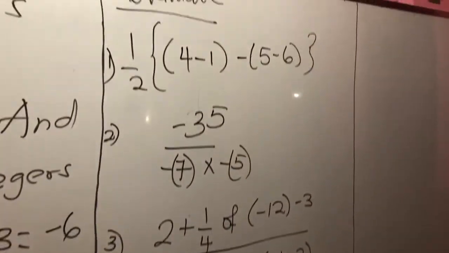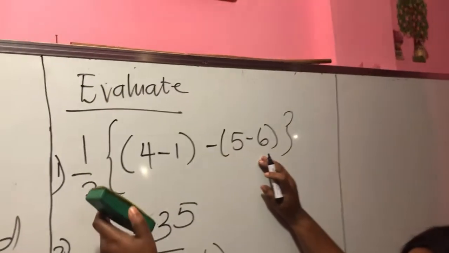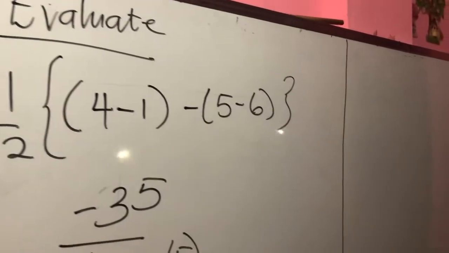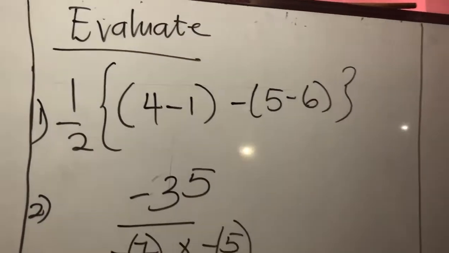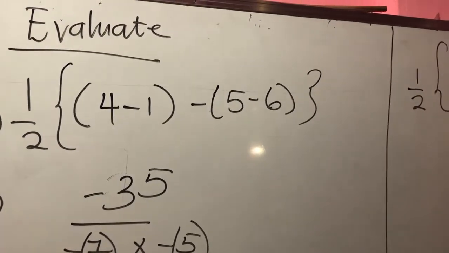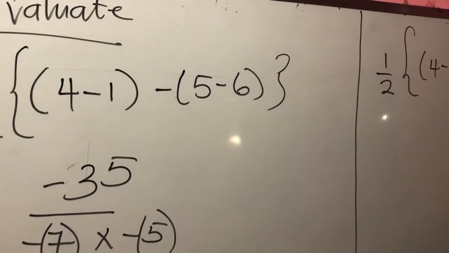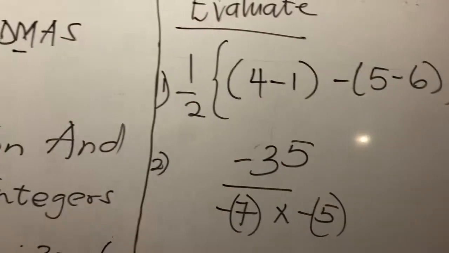So what do we have here? We have all these in bracket being multiplied by what? Half. I hope you can see it. So let's deal with brackets first. Anytime you see something like this, we deal with brackets first. So I write my question 2. I have a bigger bracket. I have 4 minus 1, minus 5, minus 6. Is that right?